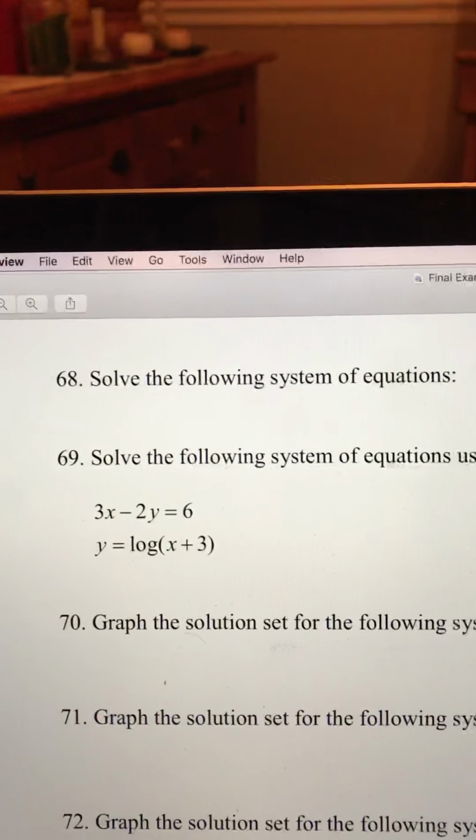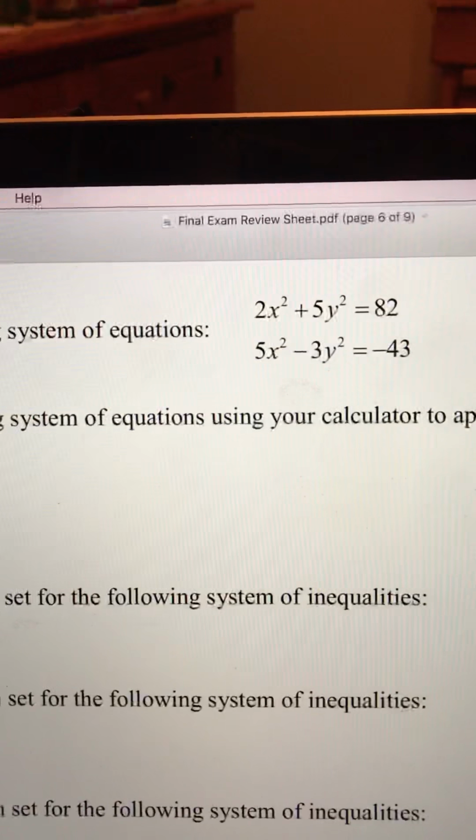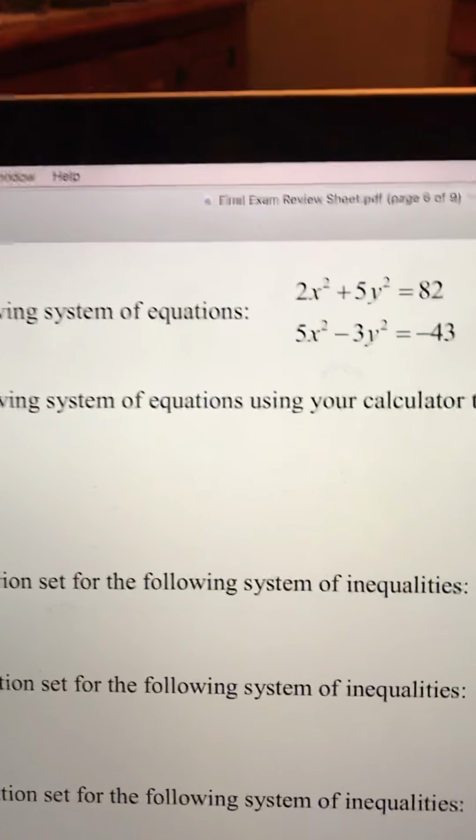We are on number 68. Solve the following system of equations. 2x squared plus 5y squared equals 82.